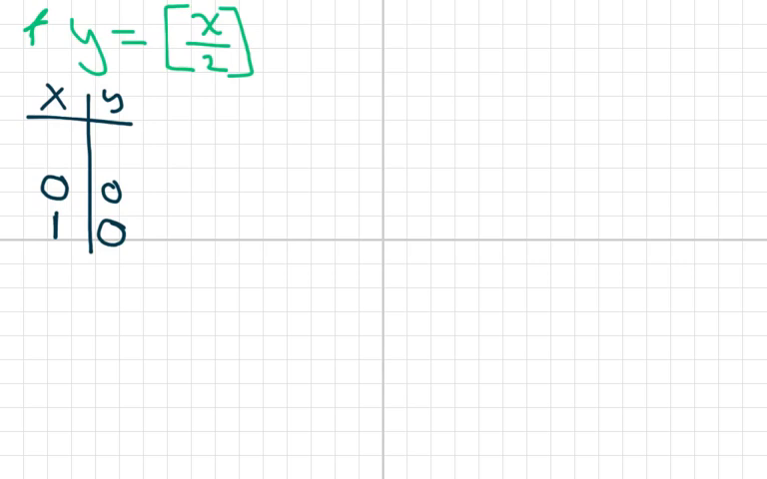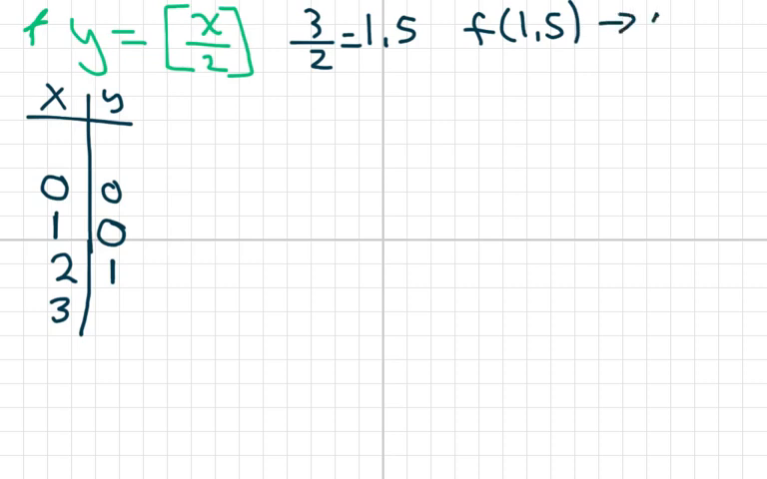Now when you go to 2, 2 over 2 is 1. But when you go to 3, 3 over 2 equals 1.5. But f of 1.5 goes back to 1 because it's the greatest integer. You can't have a fraction in your range because it's the greatest integer less than or equal to x. So we can't go to 2, but we go back down to 1. When we do 4, we're going to do 2. We go to 5, we're going to go back still to 2. Do you see the pattern?